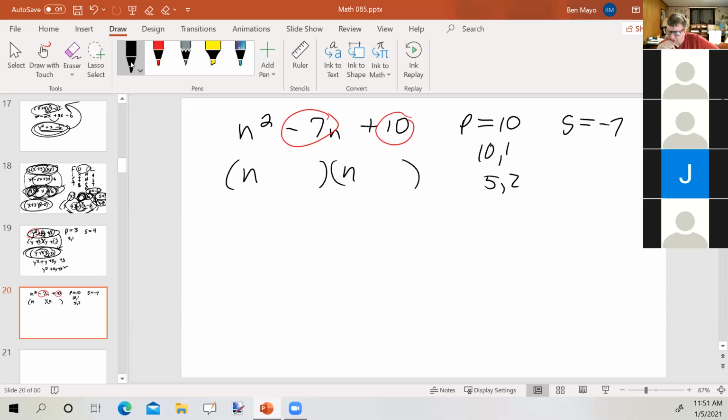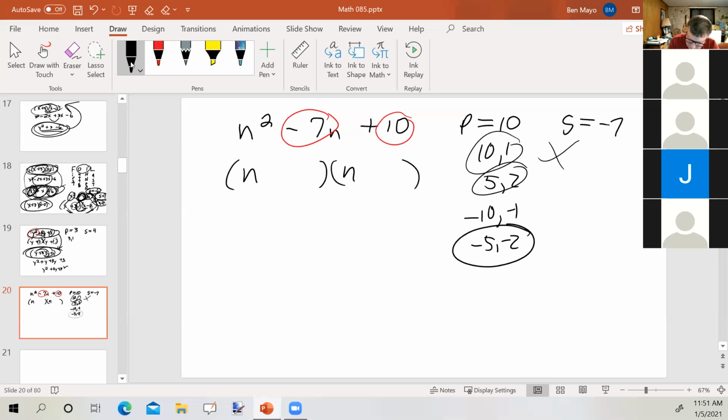Neither one of those are going to give me a sum that's negative. Oh, but wait a minute. Also, negative 10 and negative 1 give me a product of 10, and negative 5 and negative 2 give me a product of 10. So if my product is positive, it's got to be two positive numbers or two negative numbers. But if I take two positive numbers and add them, I'm never going to get a negative sum, or am I? So if it's a positive product and a negative sum, it's got to be two negative numbers, and there they are.